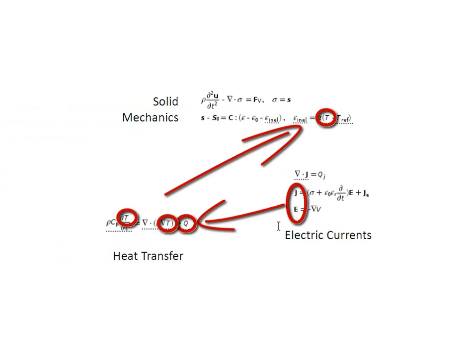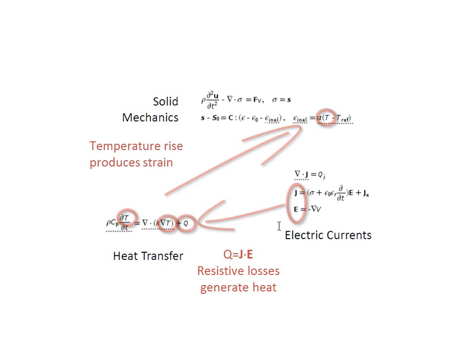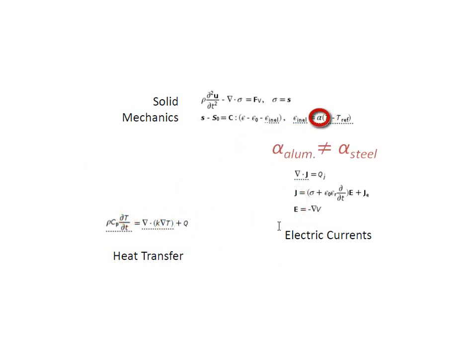In particular, the resistive losses due to the flow of electric current will generate heat. This will increase the temperature in the strip, and that temperature difference will cause strain because of our fixed boundary condition. Because the steel has a different coefficient of thermal expansion than the aluminum, the metal strip will bend.